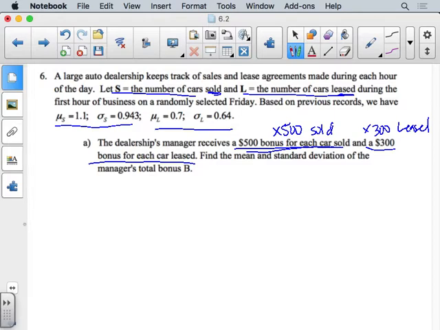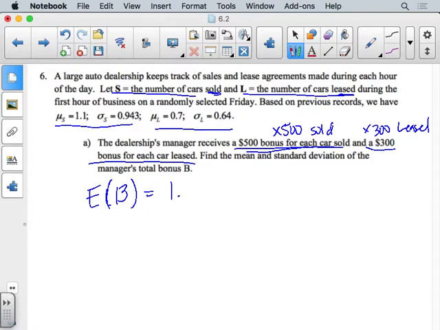Okay, find the mean and standard deviation for the total bonus. So I want to combine the total sold and leased things for a day. So what's my expected amount of total money earned?